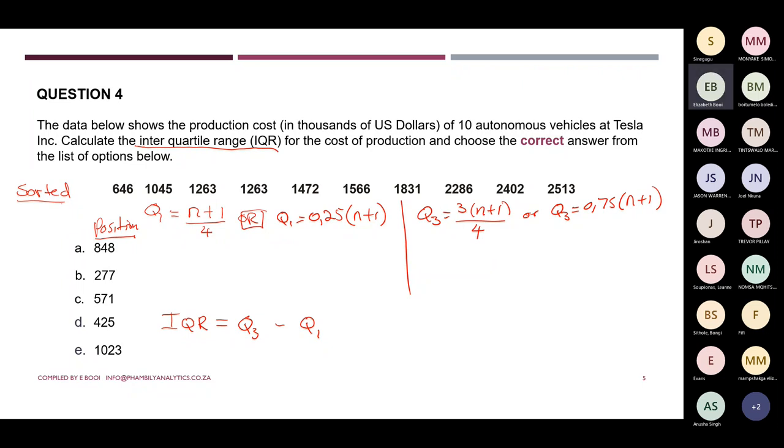So what is your quartile one position? There are 10 of them, so it will be 10 plus 1 divided by 4, which is 11 divided by 4. That is 2.75. Therefore, we're going to round it to position 3. So you go to 1, 2, 3. That is your quartile 1. You can do the same with 0.25 times 11, which also gives you 2.75, position 3. Do the same with quartile 3.